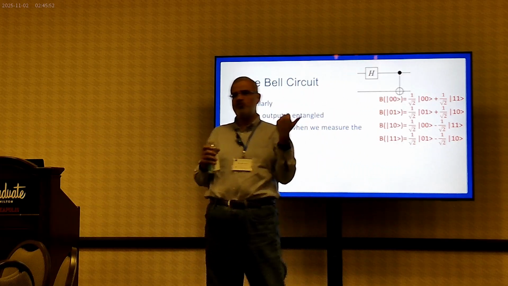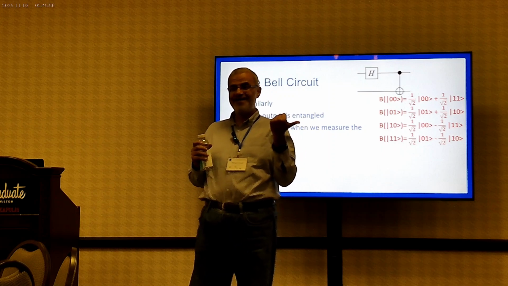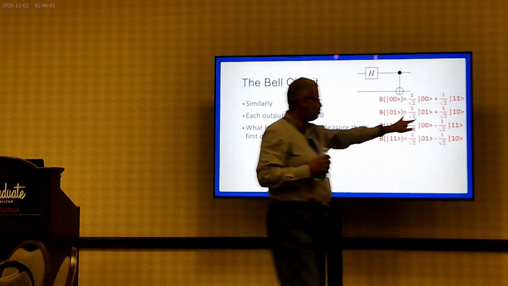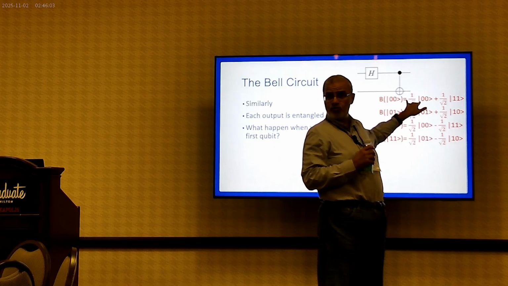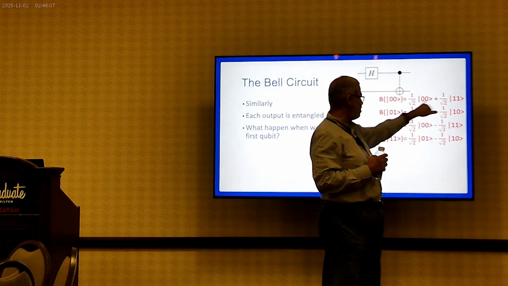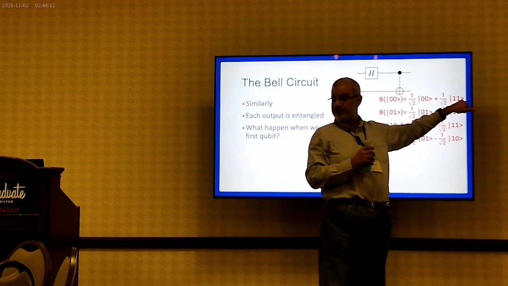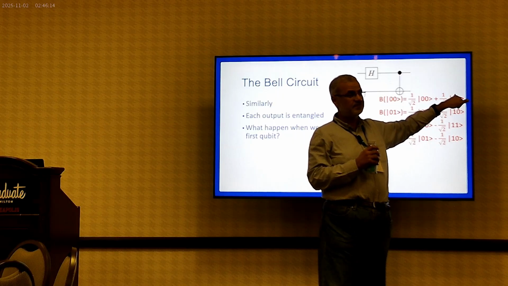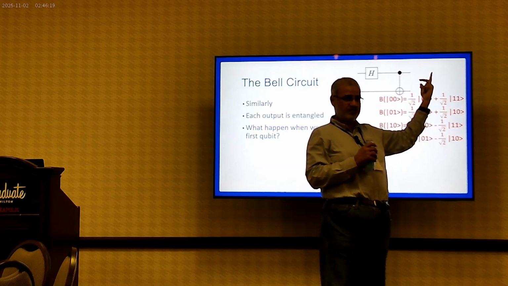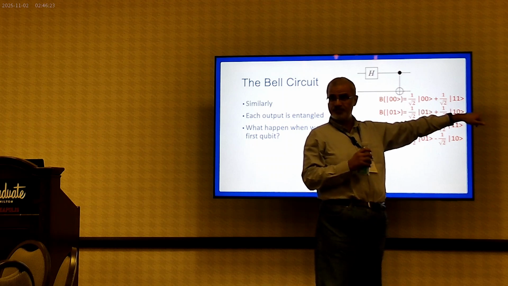With what probability will I get 0, 0, for example? 1/2. Yes, exactly. Because actually we said this is the probability amplitude, and the probability is the square of it. So I'll get 0, 0 with probability half, and I'll get 1, 1 with probability half. What about 1, 0? I can't get it, probability 0. What about 0, 1? I cannot get it. Here, it's the same thing.